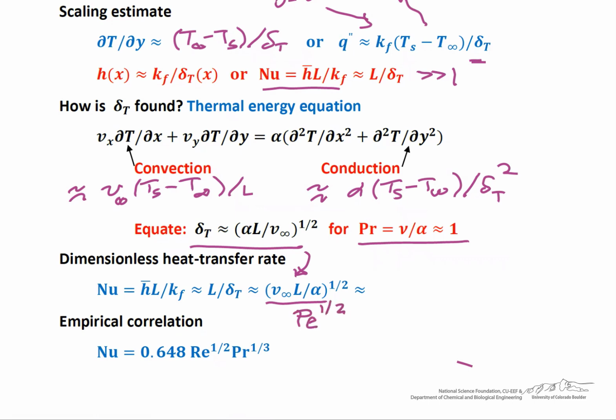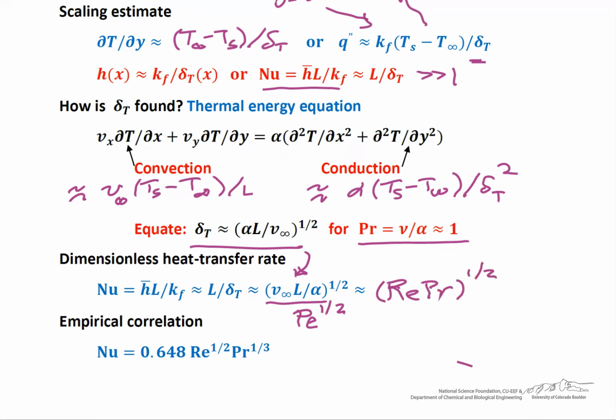And it shows that the heat transfer increases with velocity, increases with the length of the plate, and then decreases with thermal diffusivity. That's actually the Nusselt number. The actual heat transfer rate will increase with thermal conductivity, as you would see when you calculate the heat transfer coefficient. Now, the Peclet number is equal to the Reynolds number times the Prandtl number. And so this scaling gives us Reynolds number times Prandtl number to the 1/2.